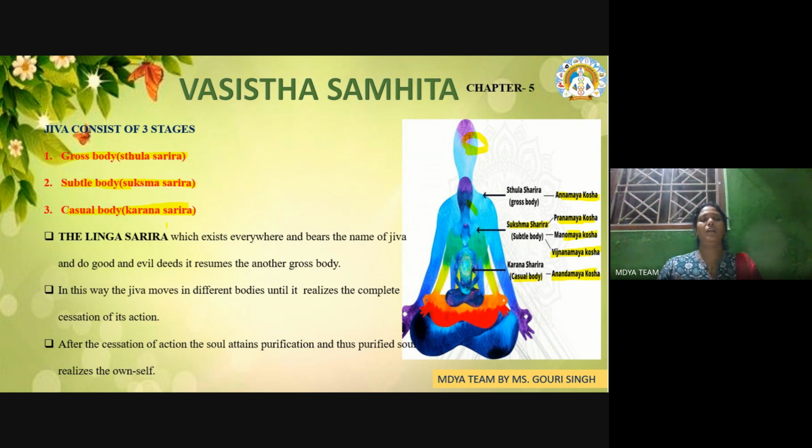Okay. Here it is further discussed that after the jiva state, the linga sarira, which exists everywhere, bears the name of jiva. The jiva is named by this physical body and does good and evil deeds, whatever actions it does through the physical body only. That is called the gross body of that jiva. In this way, the jiva moves through different bodies until it realizes the complete cessation of its action. It goes from one body to another and continues.